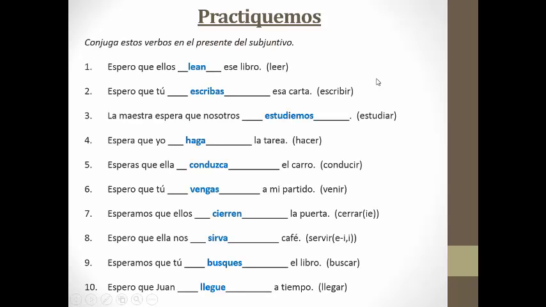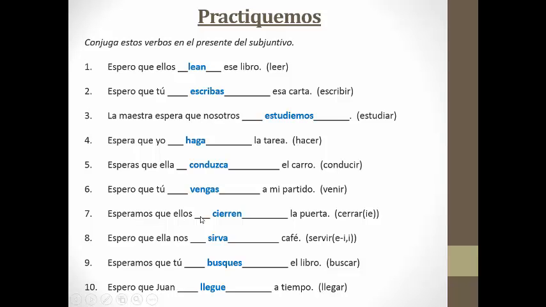Okay, let's review. Number 2, I hope you write: escribas. 3, the teacher hopes that we study: estudiemos. 4, I hope, he hopes that I do: haga. 5, you hope that she drives: conduzca. Did you get that? The yo form of conducir is a zco verb to preserve pronunciation. Tricky. Number 6, I hope that you come to my game: vengas.